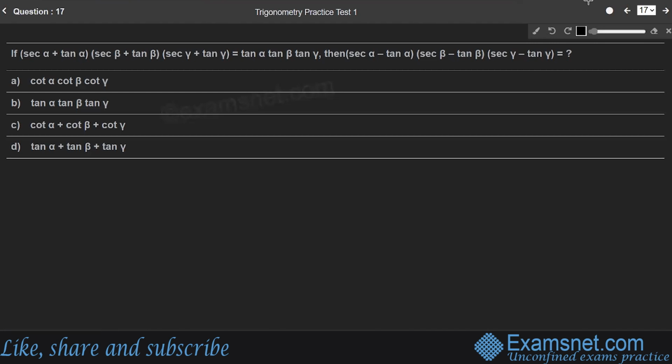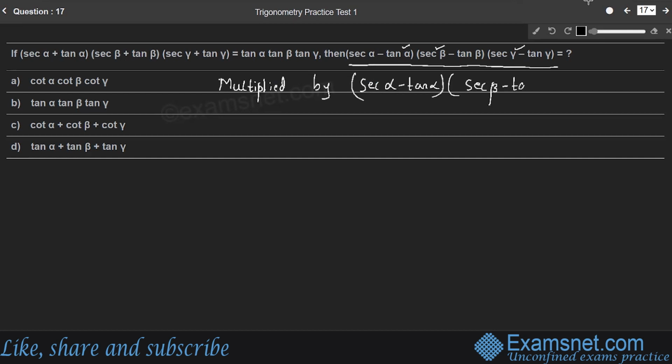So we just consider the given equation. Multiply the given equation by the expression we need to find the value of. So multiply the given equation by secant alpha minus tan alpha into secant beta minus tan beta into secant gamma minus tan gamma, the whole term.